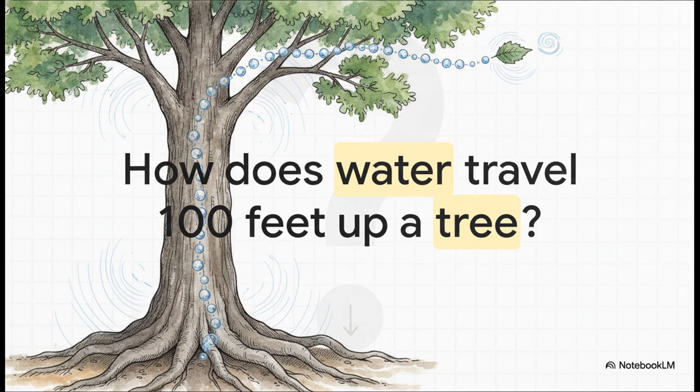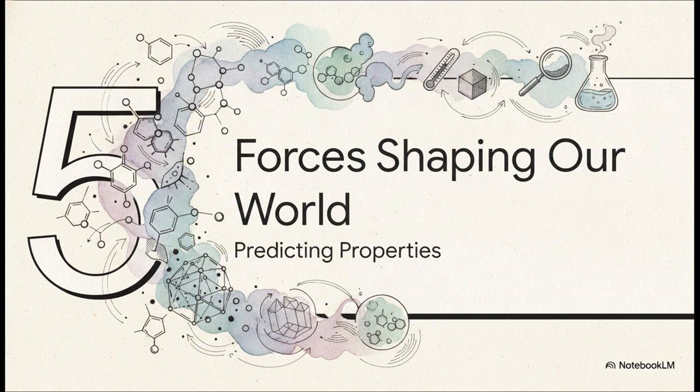To truly grasp the power of this supermagnet, think about this. How does water travel from the deep roots of a massive oak tree all the way to leaves 100 feet in the air without any kind of mechanical pump? It's all thanks to hydrogen bonding. The water molecules hold onto each other so tightly using this supermagnet glue that as one single molecule evaporates from a leaf at the very top, it physically pulls the entire continuous chain of liquid water right up the trunk. It completely defies gravity.